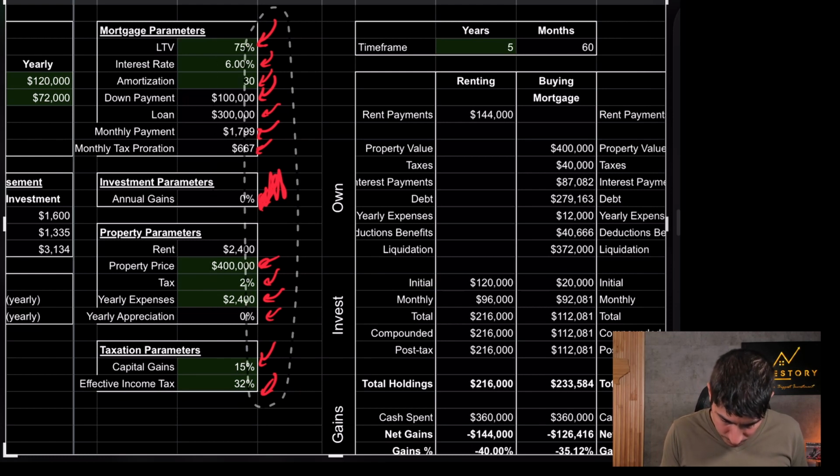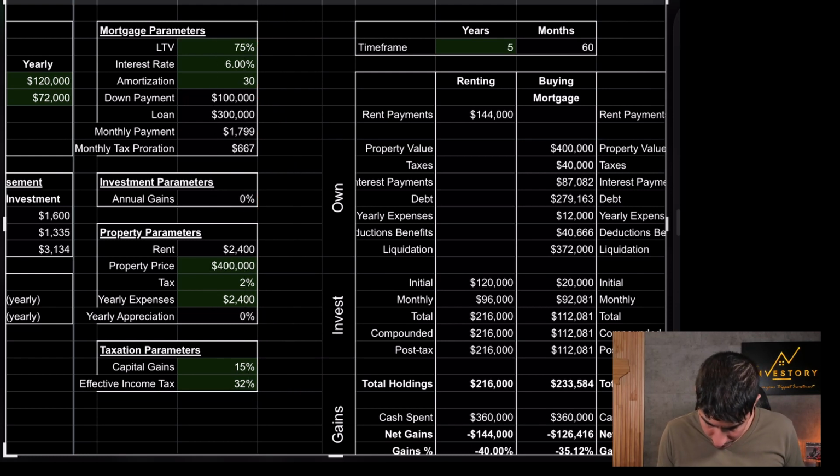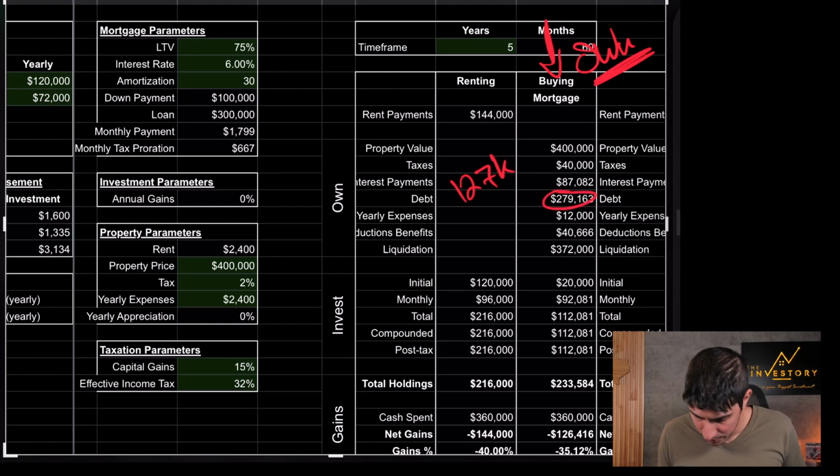Let's see. We're looking here in this column, which is own. So over the course of 5 years, the property appreciated by 0%, so it's still worth 400 grand. I paid total taxes of 40,000 and I paid 87 in interest, totaling about 127K. I owe the bank $279,000. Remember, even though I took the loan, I paid my principal over the course of 5 years and I reduced it by 20 grand. So 20 grand more that I have to my name.